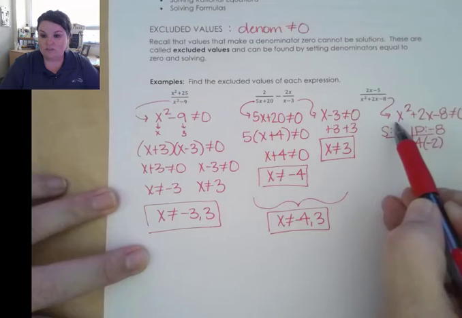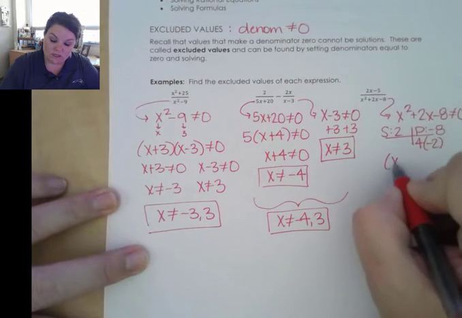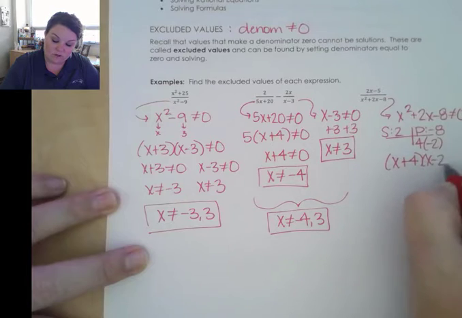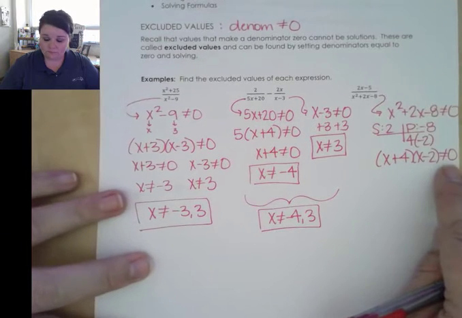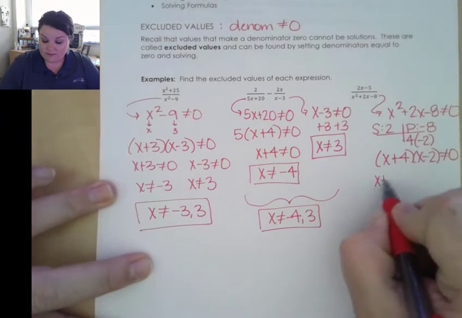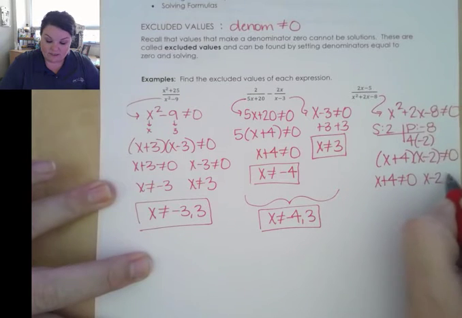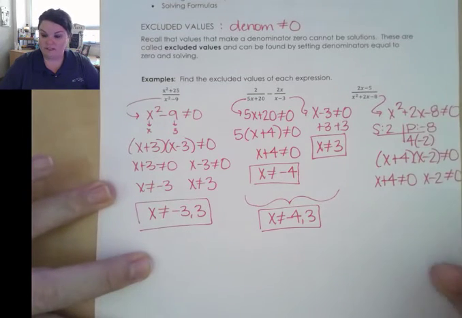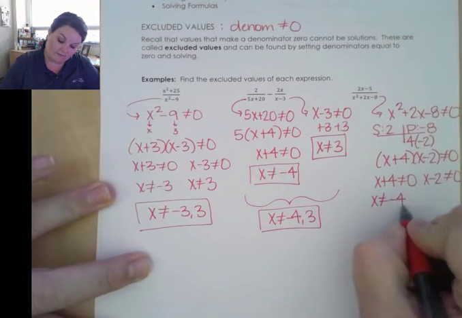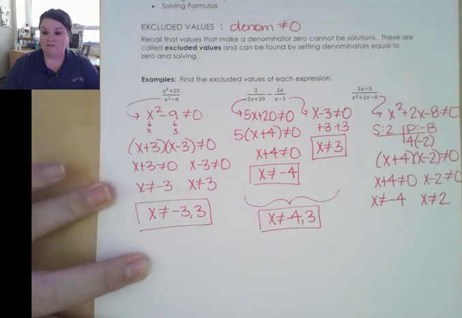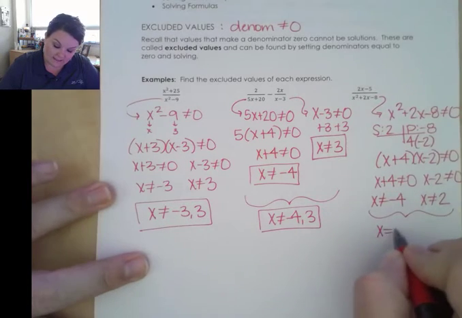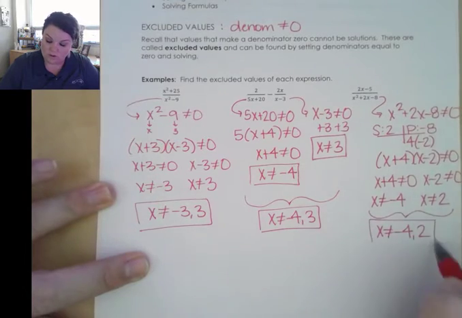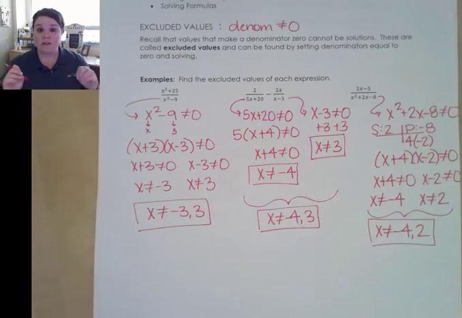And because our leading coefficient is a 1 here, we can use our shortcut. So we know this factors into x plus 4 times x minus 2, and we want that to not be 0. So we set each one not equal to 0, so x plus 4 can't be 0, and x minus 2 can't be 0. And if I solve each of these individually, I get x cannot be negative 4, and x cannot be positive 2. So my excluded values for this specific expression is that x cannot equal negative 4 or 2. Okay, so this was just a quick little review on how to find the problem values.